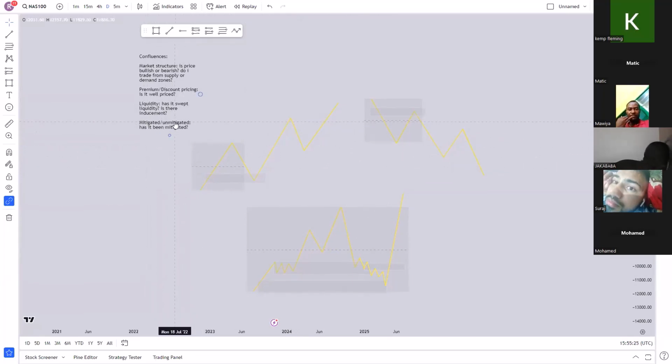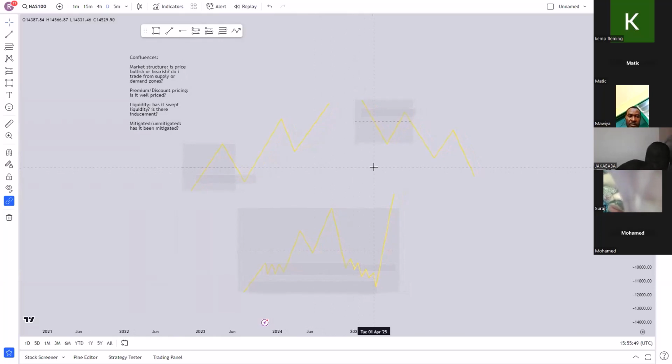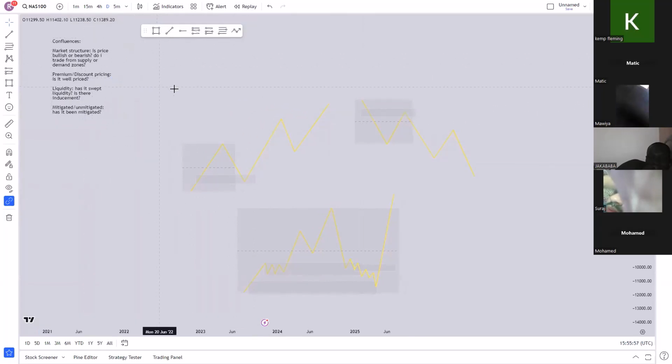Again, mitigated or unmitigated, has it been mitigated? In this sense, we would say no, because we've had a nice up movement to the upside before coming and then mitigating. So this is a completely fresh zone that we can place trust in because all of the orders that created that demand are still there, okay? Is that so good so far for everyone? Perfect. So these are some confluences that we can have in our trading to really be, quote unquote, confident that we are getting in on a high probability trade.